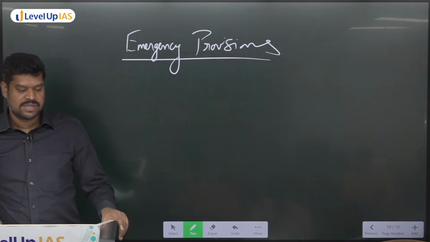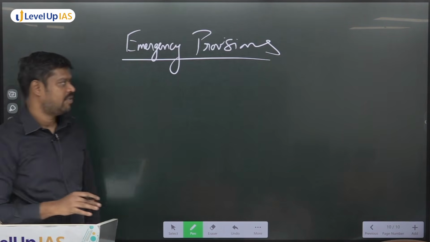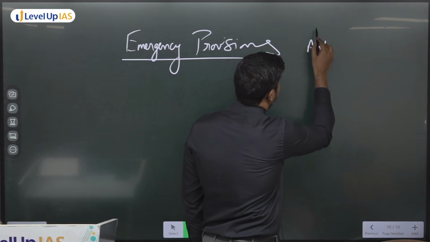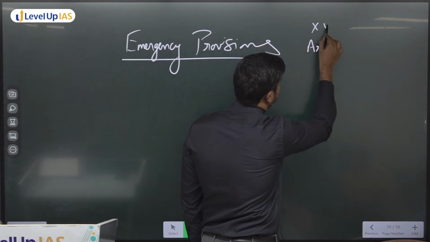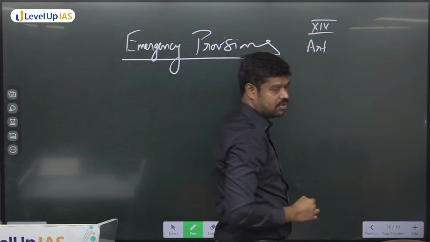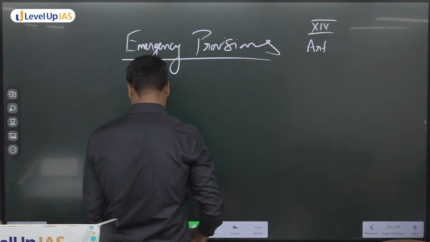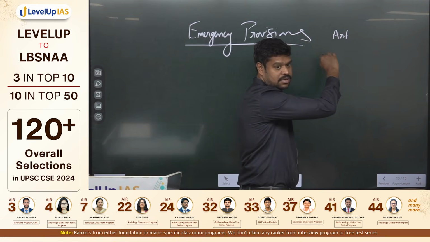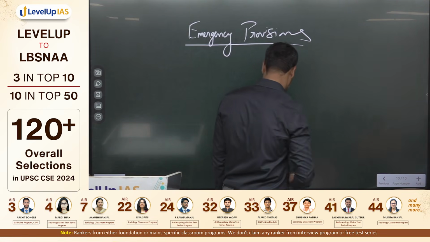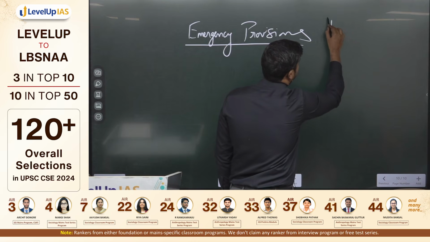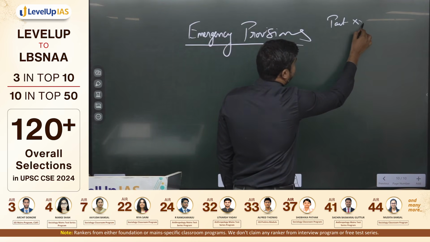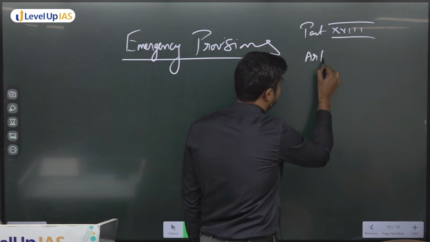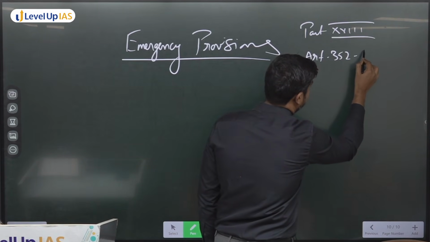What do you understand by the emergency provisions? In fact, emergency provisions, I think it is there in part 15 of the constitution. I just want to verify this. Can you just see in the handout what is the part? Part 18, huh? Is it part 18? Okay, part 18 in the constitution, which talks about the emergency provisions, this contains from article 352 to article 360.